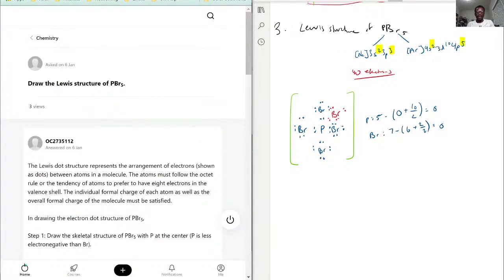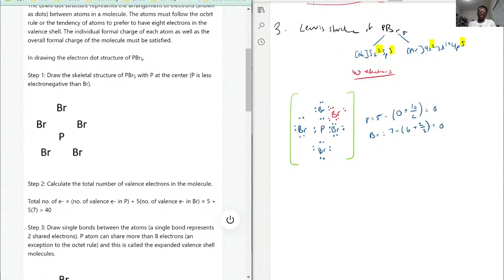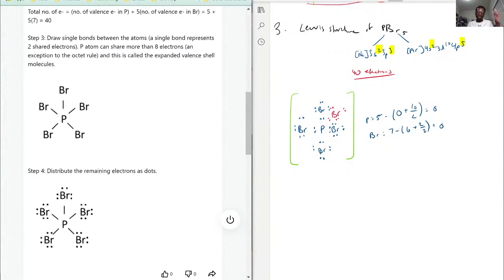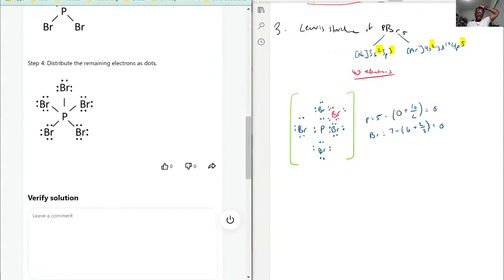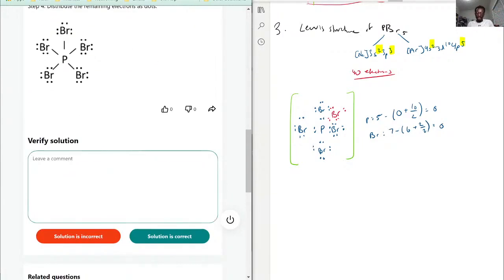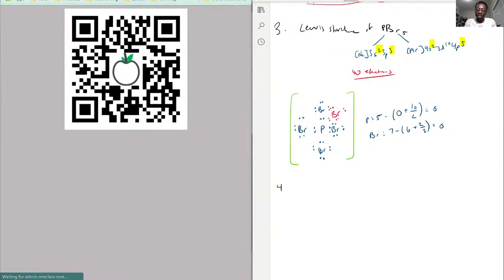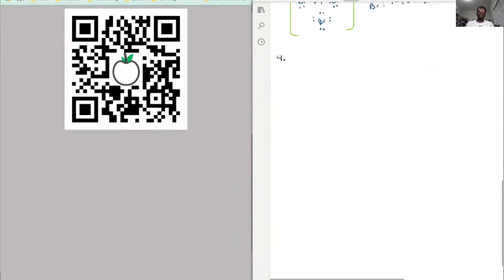Let's see how we did. So exactly, circled it with bromines. They added one bond, and then they added the electrons. Okay, so this is correct. Okay, so with that being said, let's move on to the next question. Question 4.